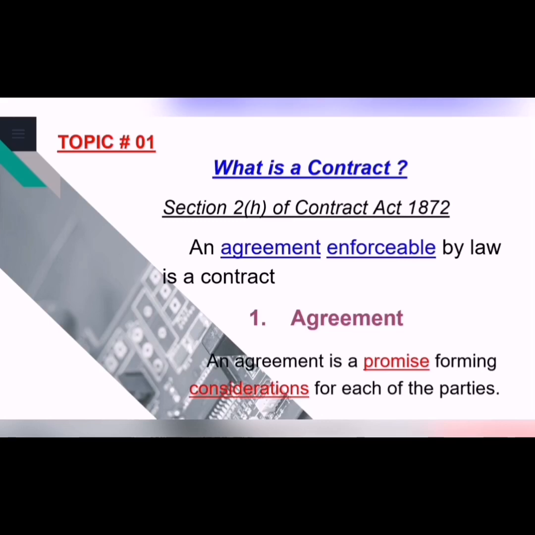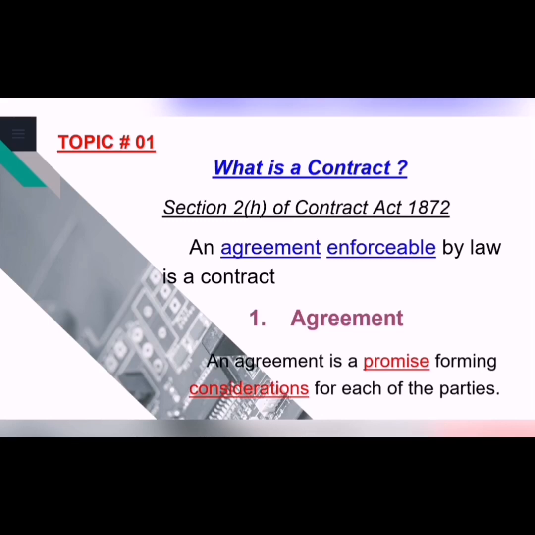Again, the question arises, what is an agreement? An agreement is a promise forming consideration for each of the parties. Again, lots of doubt arises. What is a promise and what is consideration?